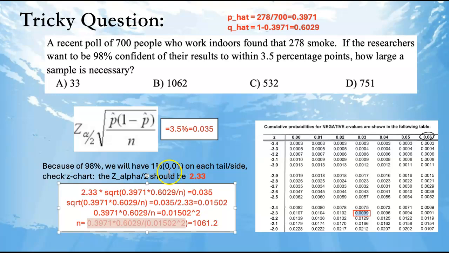Now back to our question. That's our sample size. How large a sample is necessary? A minimum of 1061.2 people, right? We cannot have 0.2 of a person, which would be very scary. So at least 1062 people. The answer should be B.